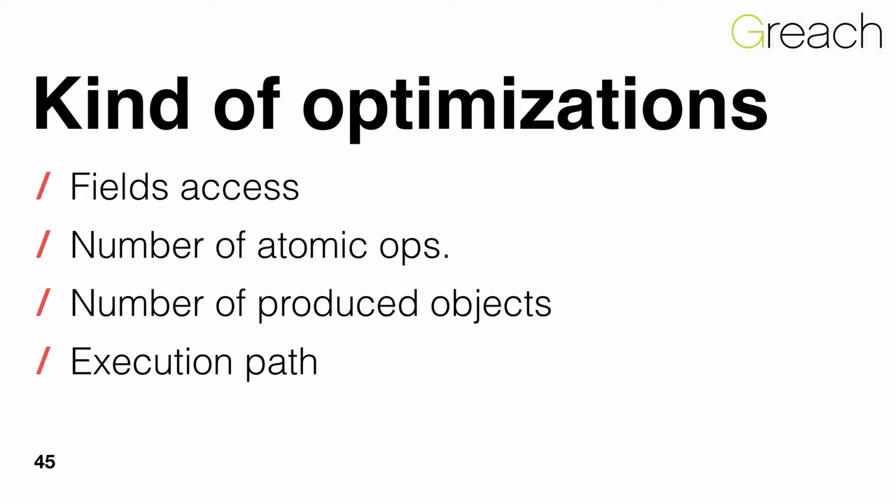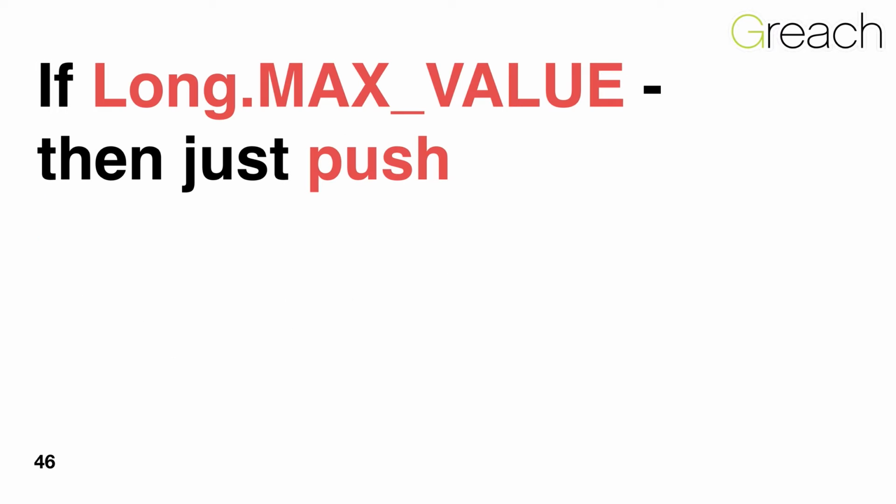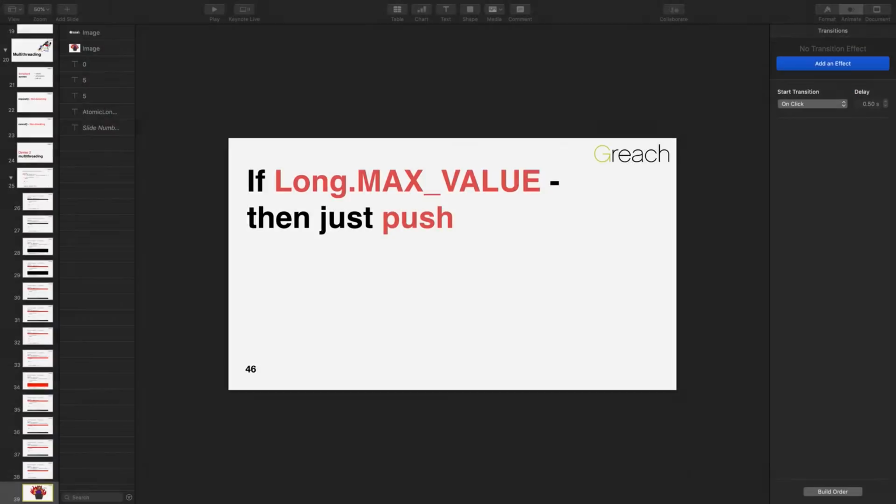Another point, which is a little bit tricky and not clear, is some execution optimization. Maybe you heard about some CPU optimization like fast path, slow path, and so forth. We can implement something similar in our code. And in order to implement this fast path, slow path, we can follow an additional rule from the specification. The specification says that if the subscriber requested long max value, then we can simply push data without any checking.